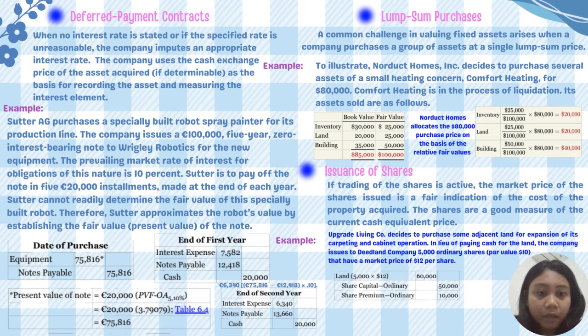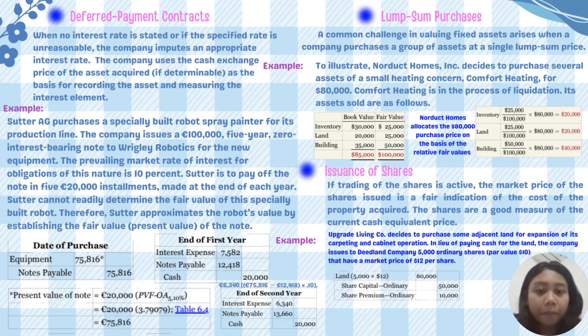Okay, this is the journal record. On the date of purchase, equipment $75,816 and notes payable on credit. Then at the end of the first year, we calculate the present value of the note with PVOA, and then we journal entries like the end of the first year with the interest expense and notes payable on the debit and the cash on credit.